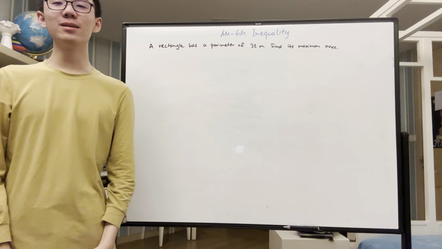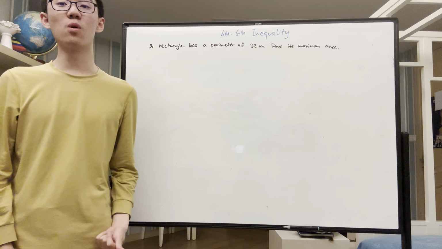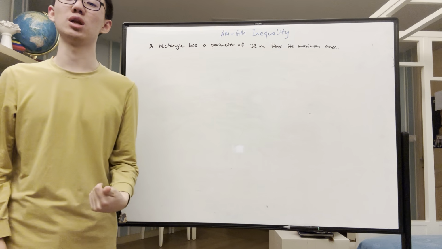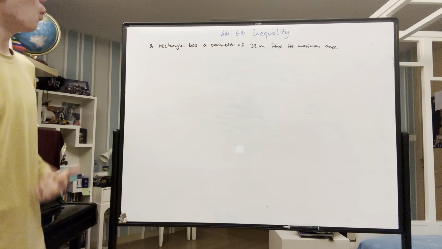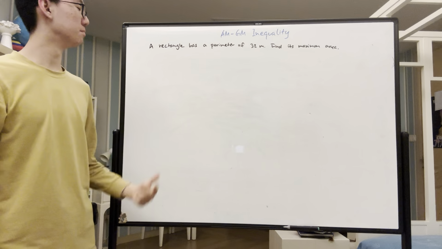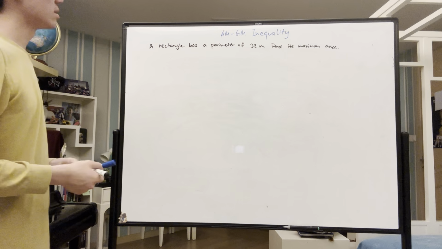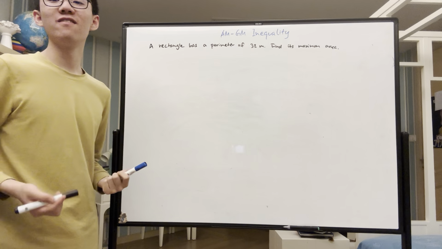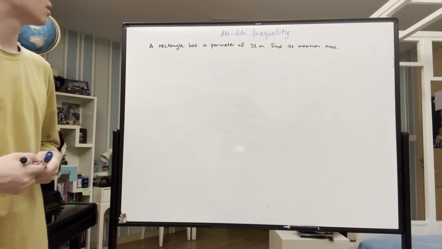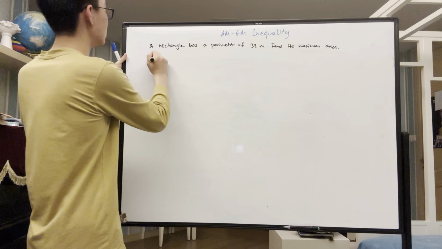Hi guys, today we'll be looking at the AM-GM inequality, or the arithmetic mean geometric mean inequality. Let's start with the optimization type problem. A rectangle has a perimeter of 32 meters. Find its maximum area. We can draw a diagram first.